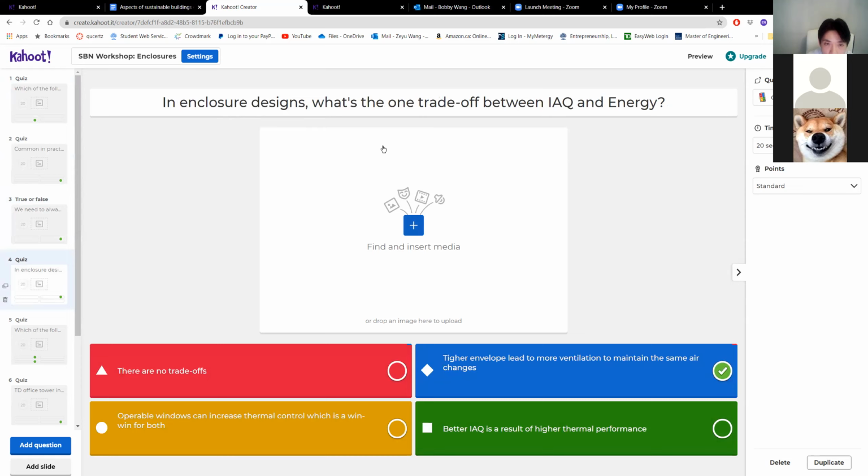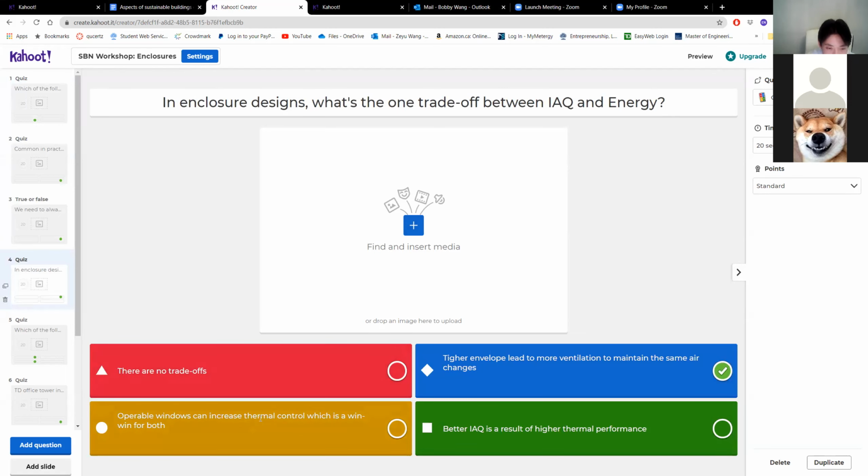In enclosure designs, what's one trade-off between IAQ and energy? It's similar to the previous question, because a tighter envelope or tighter enclosure will lead to more ventilation needed to maintain the same air changes. And the air changes are a key factor that helps us improve our indoor air quality, right? And the other ones are sort of wrong because no trade-off is not possible.